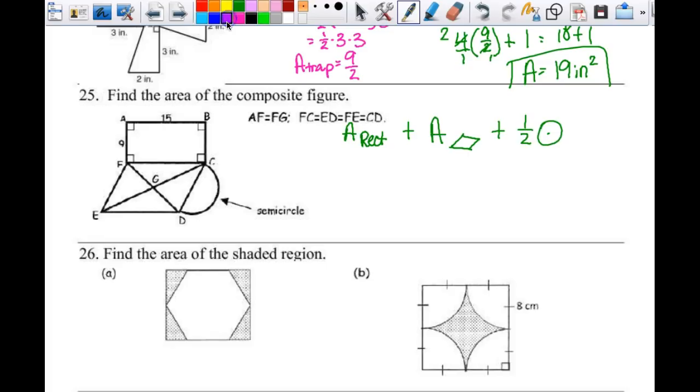All right, so start with the area of the rectangle. Area of the rectangle is equal to base times height. That is 15 times 9. Okay, so 9 times 10 is 90. 9 times 5 is 45. So 90 and 45 is going to be 135.